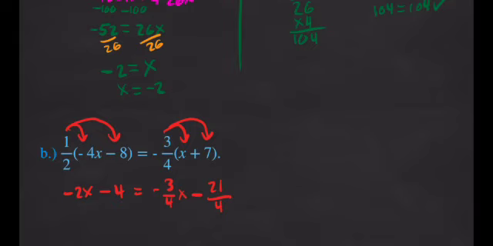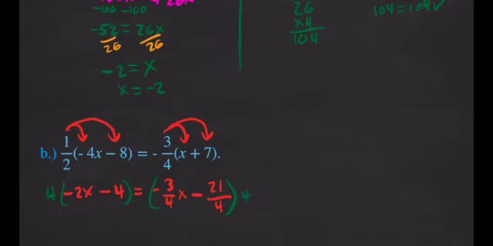Well, how do we get rid of the 4? That's a division, so we end up doing a multiplication. So we multiply this side by 4, and also multiply this side by 4. Okay, well, we multiply both sides by 4. That's our multiplication property of equality.